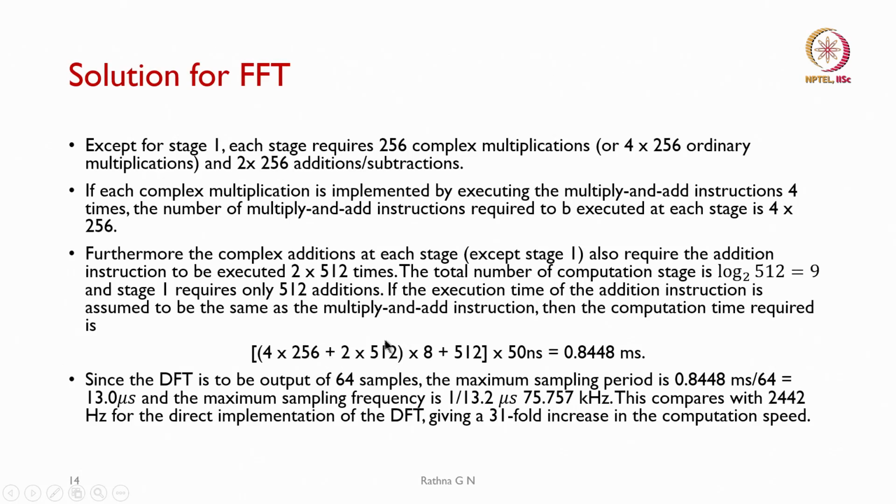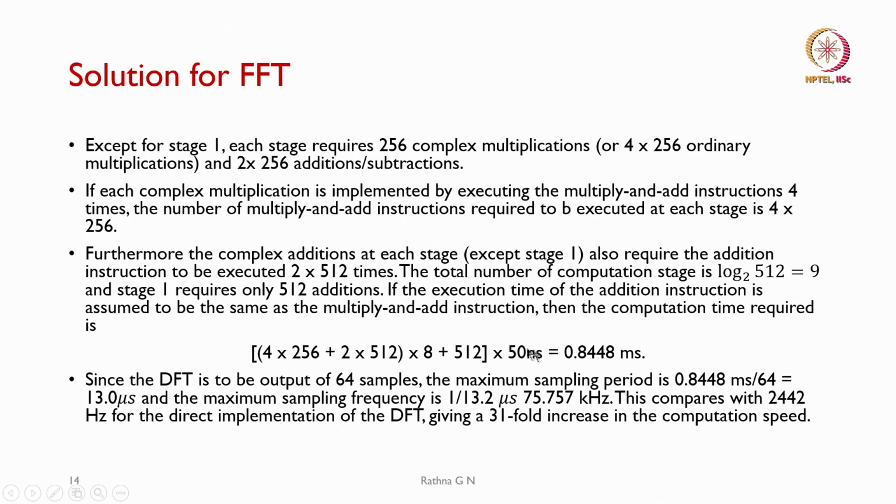plus 2 into 512 additions, as you can see the complex additions are nothing but 2 into 512 into, because the first stage has only additions, 9 minus 1, which is 8 stages. So, these are the ones which cause our complex multiplication and then complex addition, which is separately taken into account. And whatever complex addition with multiplication is coming, we are assuming that it is consumed in this. This is the other additions we are showing here.